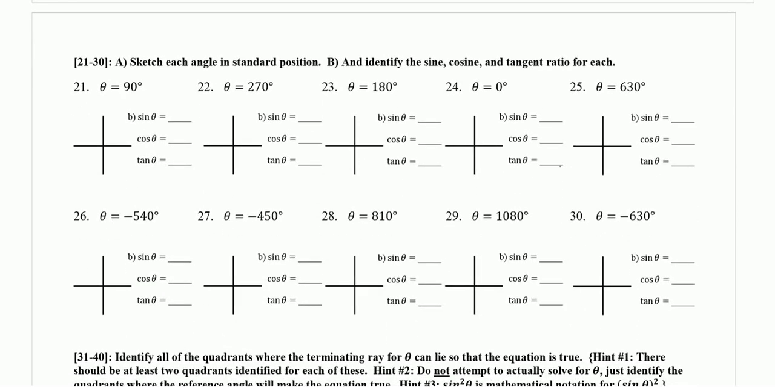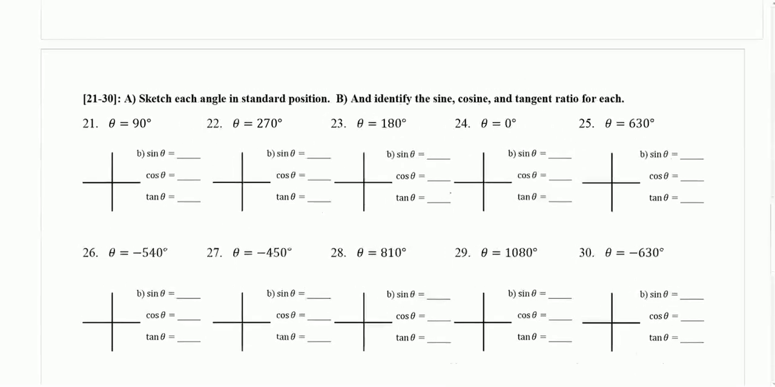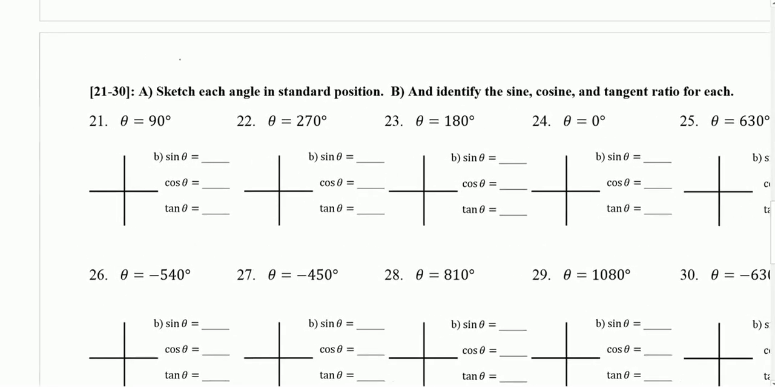On 21 to 30, we're to sketch the angle in standard position and identify the sine, cosine, and tangent ratio for each. Here, it's important to recall that if we're a distance of 1 from the center, or if we're on the unit circle, then your x value is your cosine of theta, and your y value is your sine of theta. And your tangent of theta is always going to be y over x, which is sine over cosine.